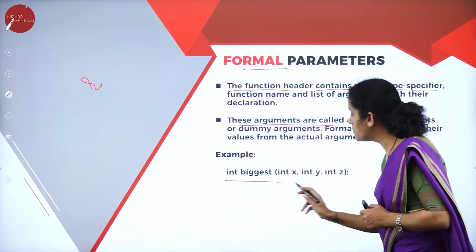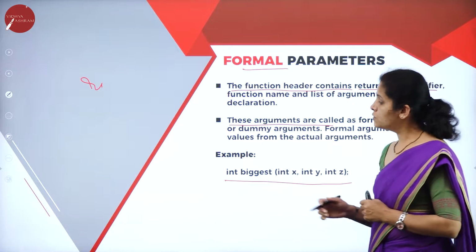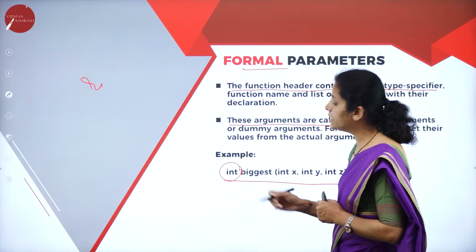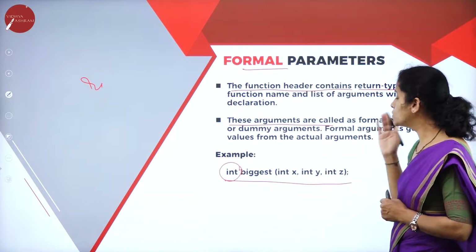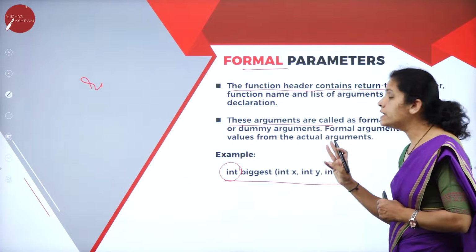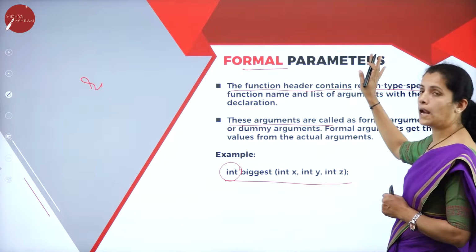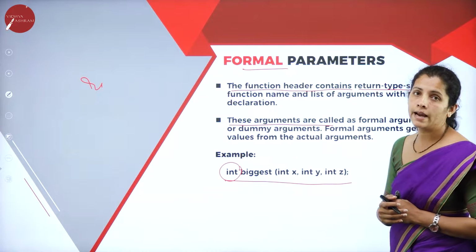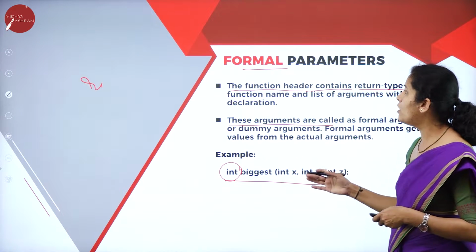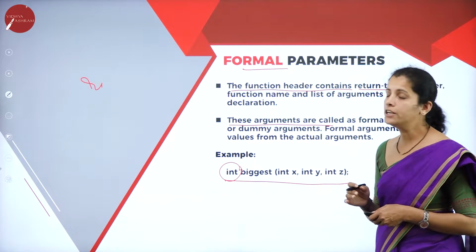And this is the example I'm going to have here. Here int is nothing but the return type, and biggest is my function name, and it's going to have 3 formal parameters, and x, y and z are the examples for formal parameters.